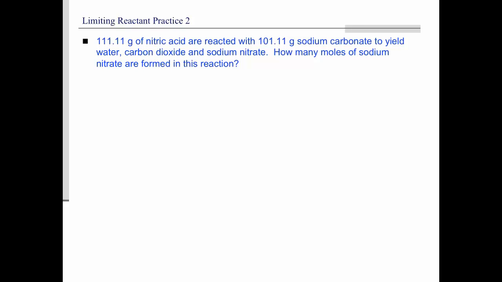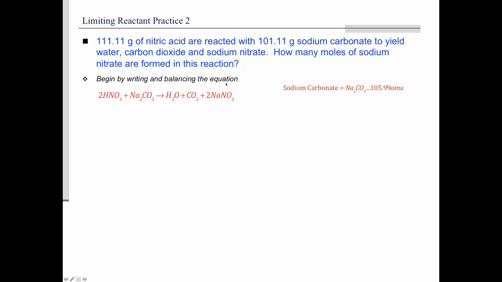To do this, you need to first balance the written equation. Since you're given the reactants and the products, you should write them down and then balance them. So here's my nitric acid. Here's my sodium carbonate. Here's my water, my carbon dioxide, and my sodium nitrate that's produced from this reaction. Once again, I'm asked how many moles of sodium nitrate, so my calculations should focus on making sodium nitrate. Just so you have these handy, here are the molecular masses of sodium carbonate and nitric acid, because we'll need those.